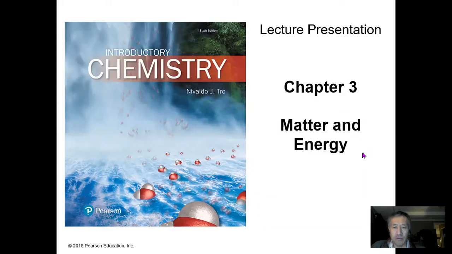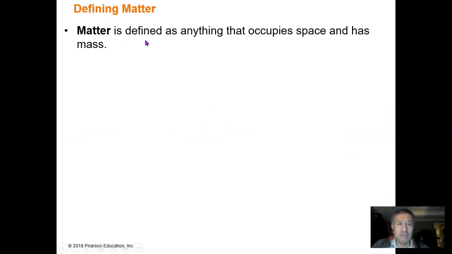Okay, so this is for chapter 3. In chapter 3, we study matter and energy. First, defining matter. Matter is defined as anything that occupies space and has mass.